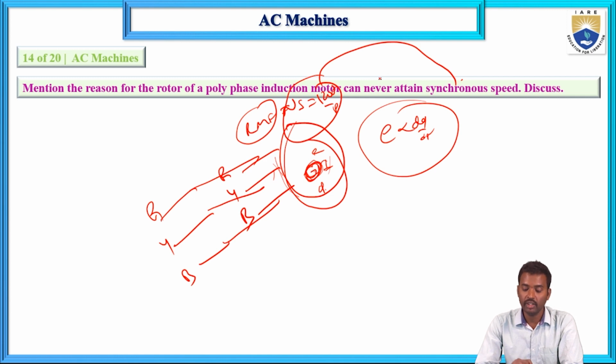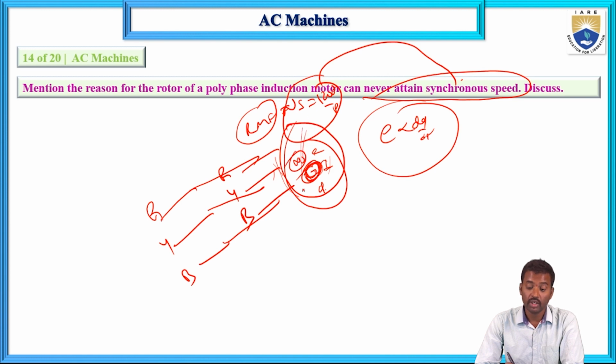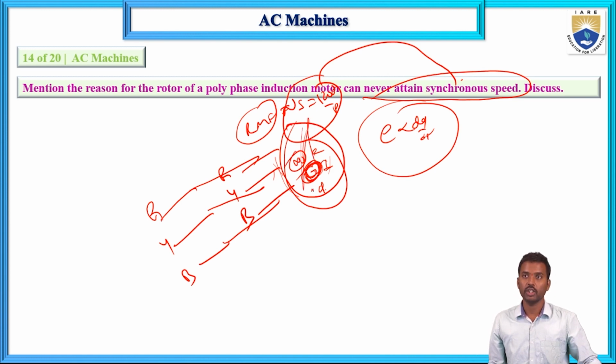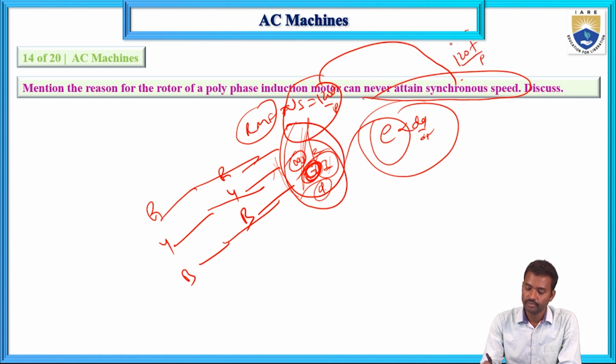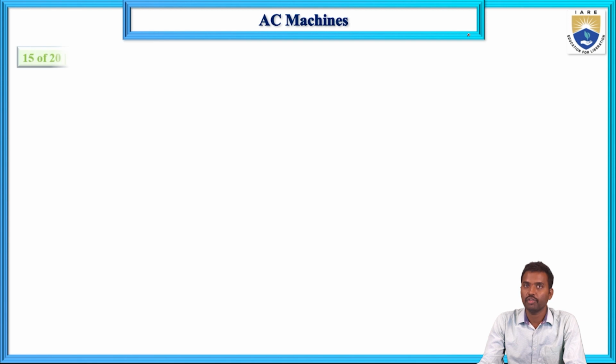But if the rotor also comes to Ns, the synchronous speed, there is no relative motion, so the motor automatically stops. No relative motion means no induced EMF, no current, no flux, and no interaction between the rotating magnetic field and this electromagnet. So that is important: this is the reason the rotor of a three-phase induction motor can never attain synchronous speed, which equals 120 f by P. The 14th question is over.